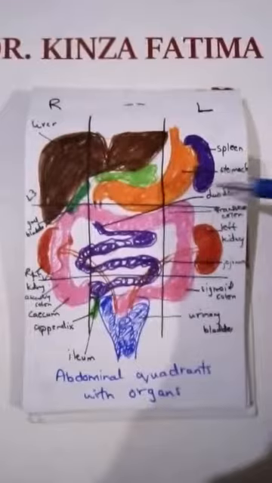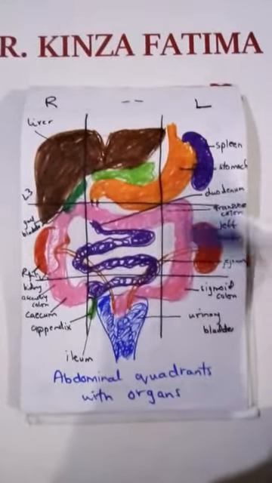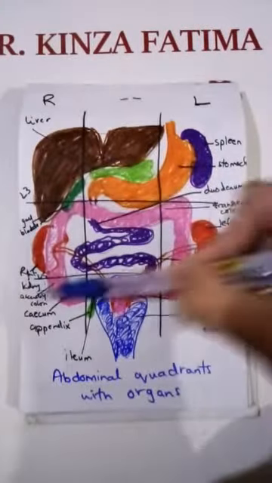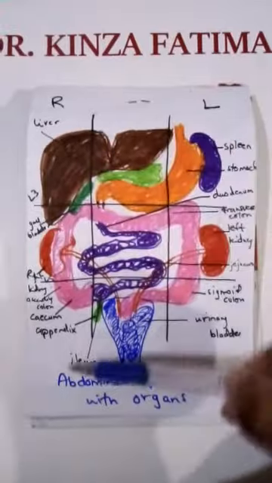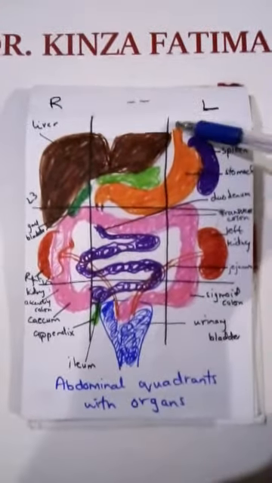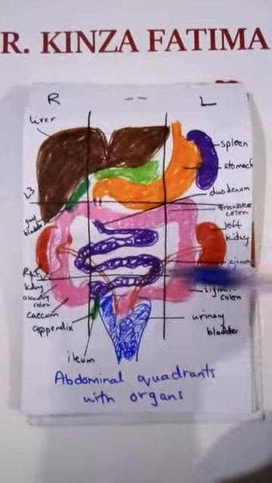First of all, if we see the abdominal quadrants, the abdomen is divided into 9 quadrants by 2 vertical lines and 2 horizontal lines. The 2 vertical lines extend from the mid-clavicular line to the mid-inguinal lines, right and left respectively, and then the 2 horizontal lines are 2 planes.